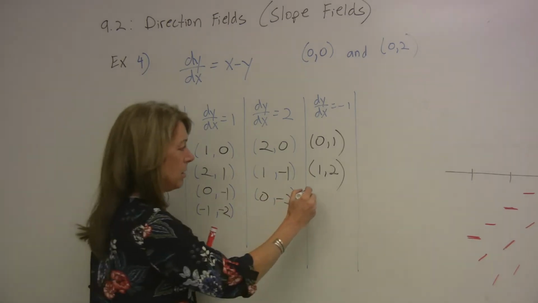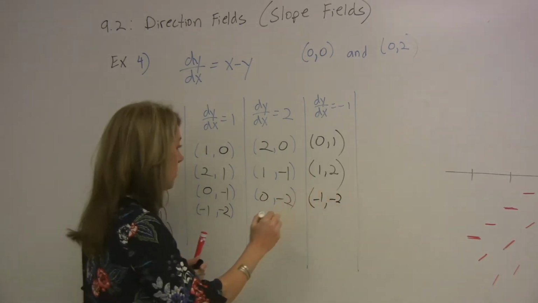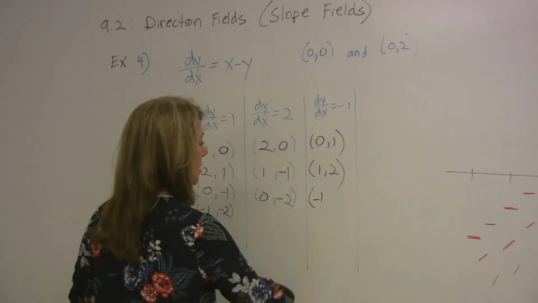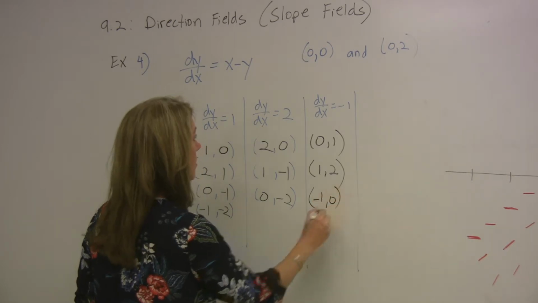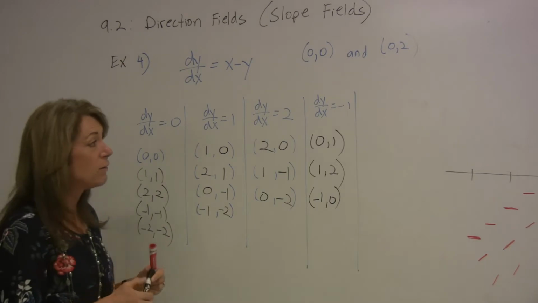There's some more in here also. What would I have? -1, -2. Oh, -1. Hang on. -1, 0. There we go. Where do those fall into my picture?